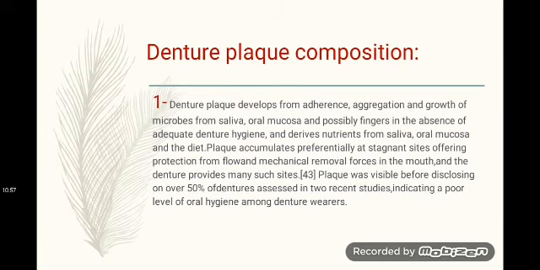Denture plaque composition. Denture plaque develops from adherence, aggregation, and growth of microbes from saliva, oral mucosa, and possibly fingers in the absence of adequate denture hygiene, and derives nutrients from saliva, oral mucus, and the diet. Plaque accumulates preferentially at stagnant sites, offering protection from the mechanical removal forces in the mouth, and the denture provides many such sites.